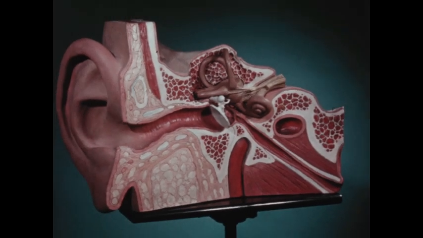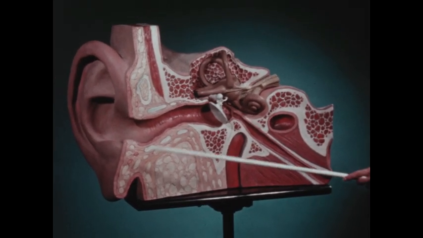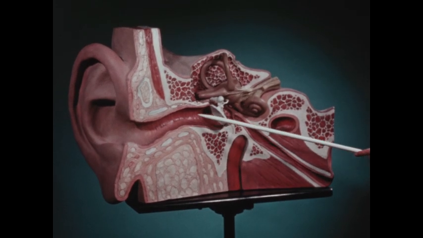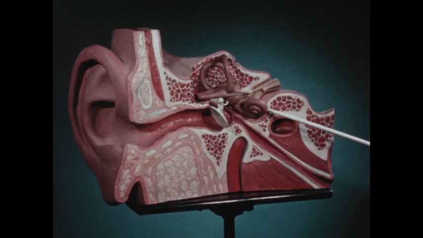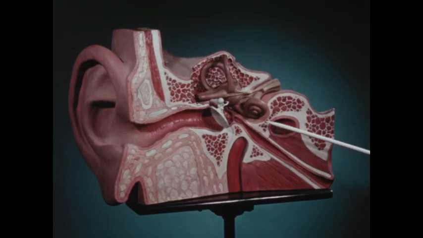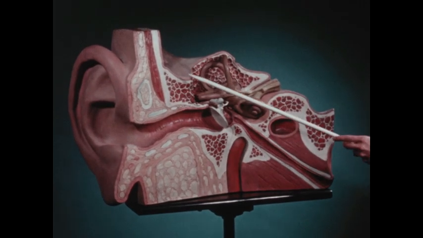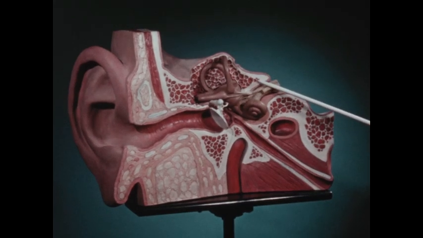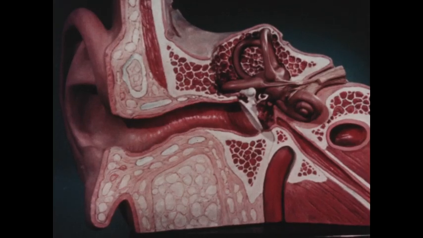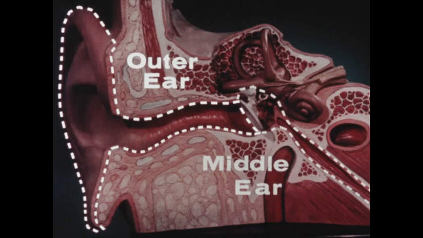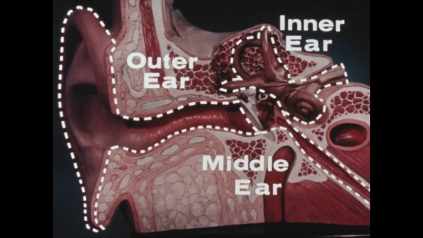When we think of the ear, we usually think of the part we can see. But let's look at the entire ear in this model. The ear extends deep into the skull, where the ear's delicate internal parts are protected by dense bone. The entire ear consists of three distinct sections: the outer ear, the middle ear, and the inner ear, which contains the actual organ of hearing.